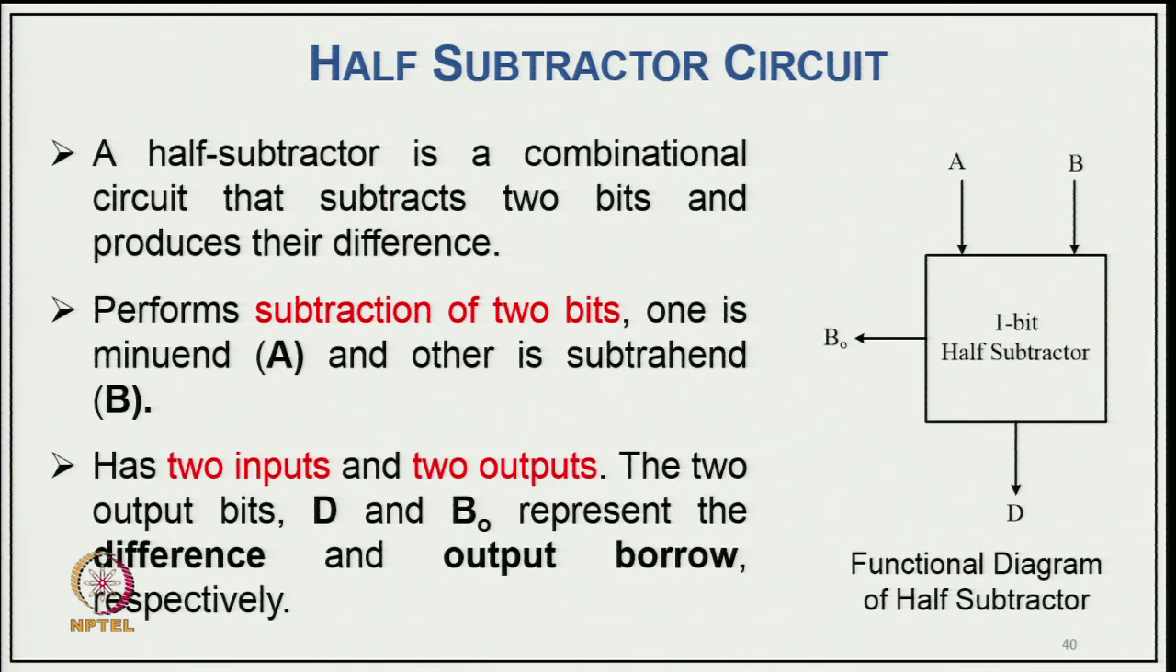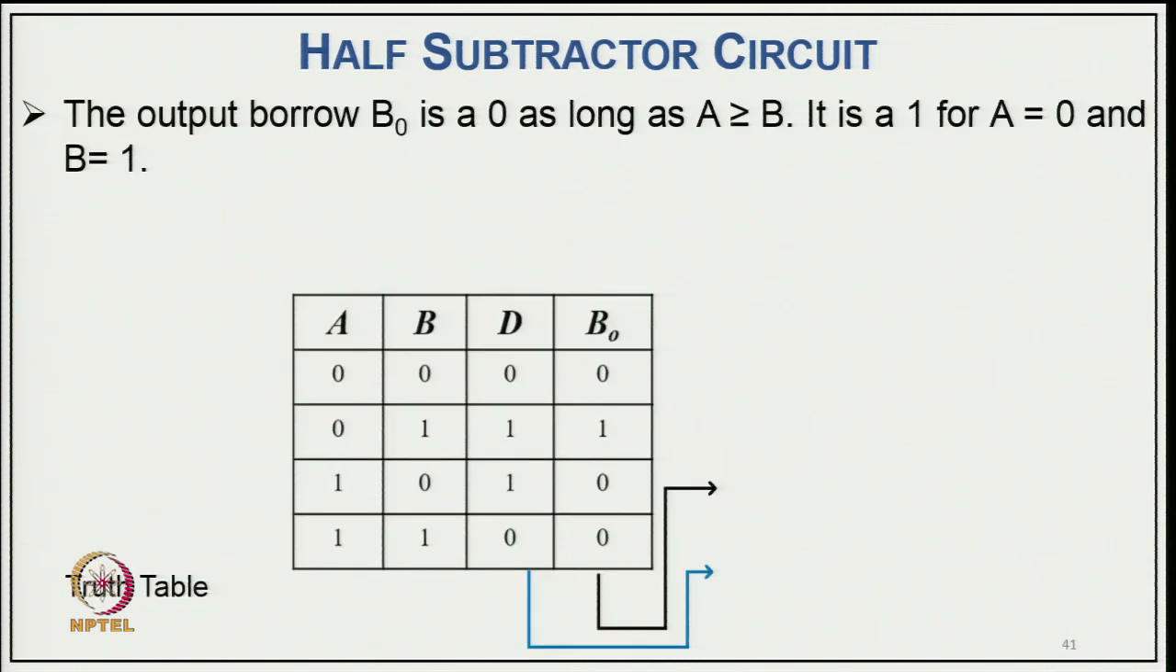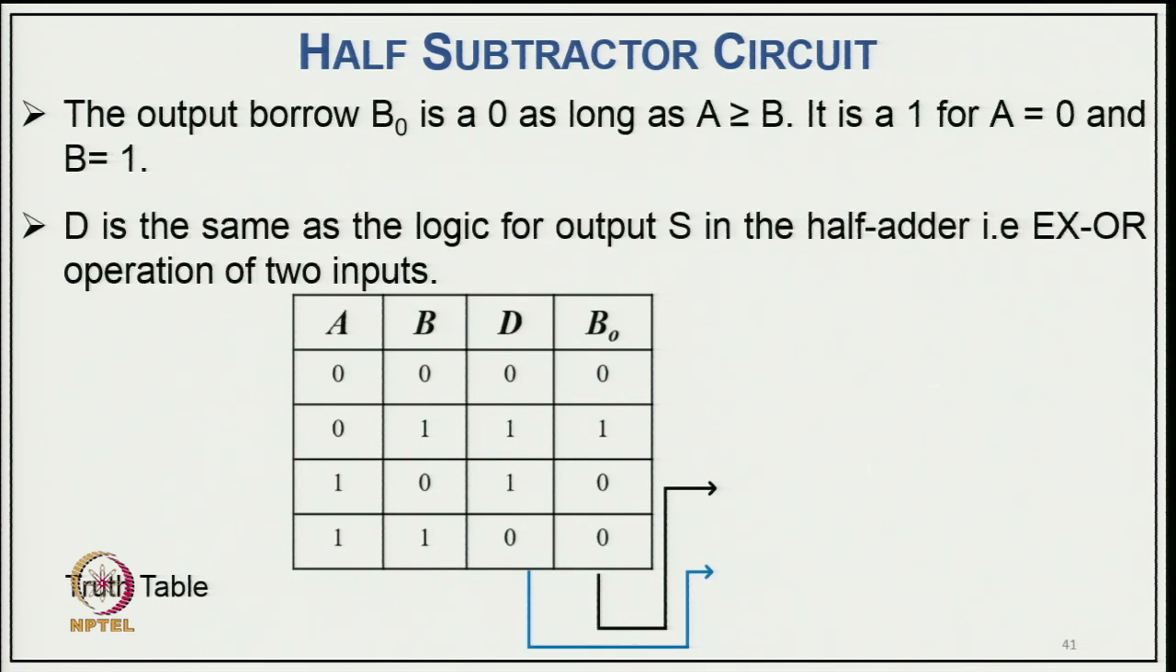The 2 outputs are bits D and B0, where D represents the difference and B0 the output borrow. The output borrow B0 is 0 as long as A is greater than B, and it is 1 for A equal to 0 and B equal to 1. D is the same as the logic for output S of the half adder, that is, the exclusive OR operation of the 2 inputs, and this is the truth table.